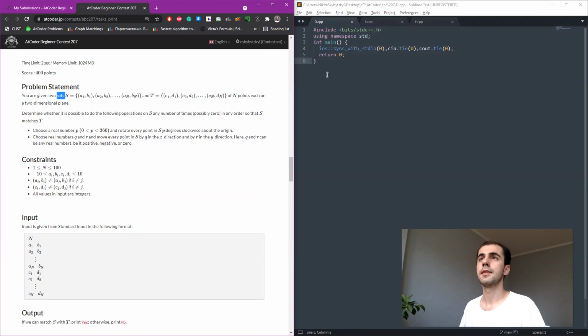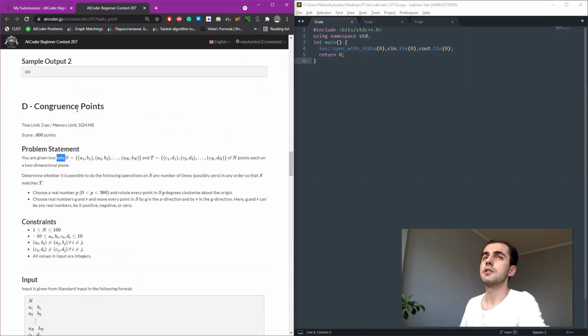Somebody else probably. In problem D, Congruence Points, we're given 2 sets of pairs of endpoints in a 2-dimensional plane. Determine whether it's possible to do the following operation on S, any number of times, possibly 0, in any order, so that S matches T. We choose a real number P and rotate every point in S P degrees clockwise about the origin, or we choose real numbers Q and R and move every point in S.